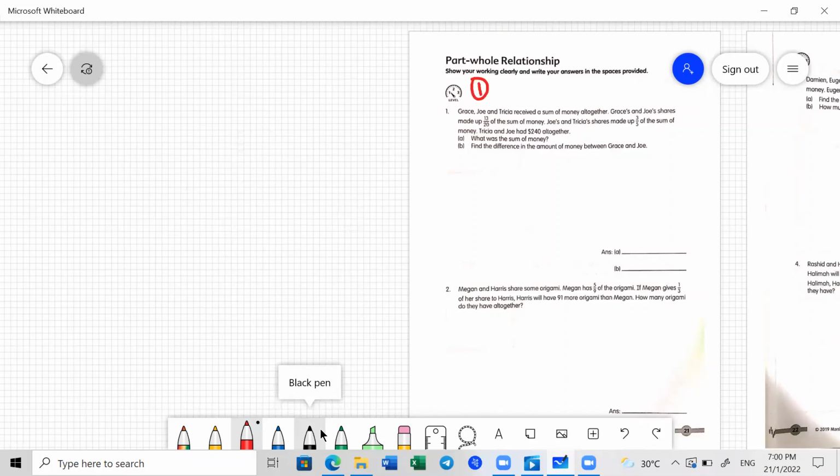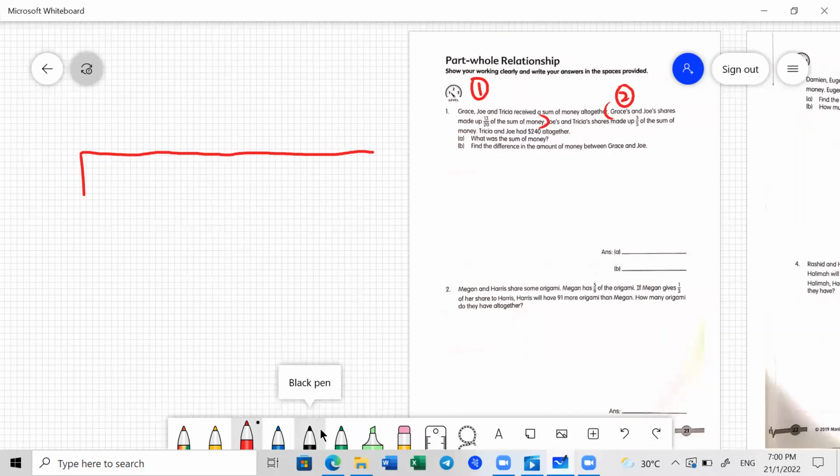That is sentence number one. Now I go on to sentence number two. Grace and Joe's shares made up 13/20 of the sum of money. So what you want to do is draw a model. How many parts? 20 parts. Now, before you go on to that, you want to understand how to draw the model properly. All right, now I teach you a very simple way.